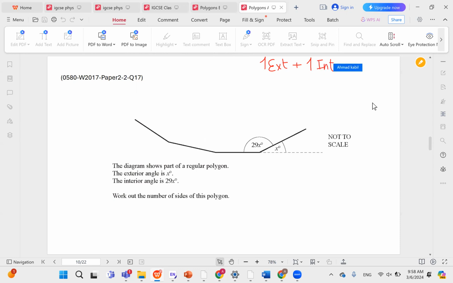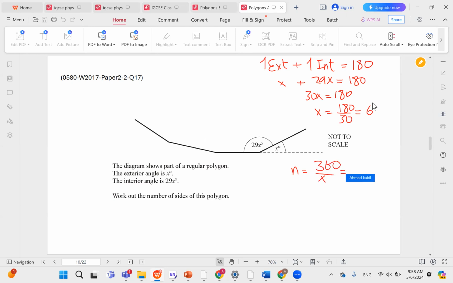that gives you 180. And then 29x is the interior and x is the exterior. And these give you 180. So 30x equals 180. Divide by 30 on both sides. You get x equals 180 over 30. And that is equal to 6. So now that we have x, which is the exterior angle, we can just use n equals 360 over x. So 360 divided by 6, and that gives us 60 sides.